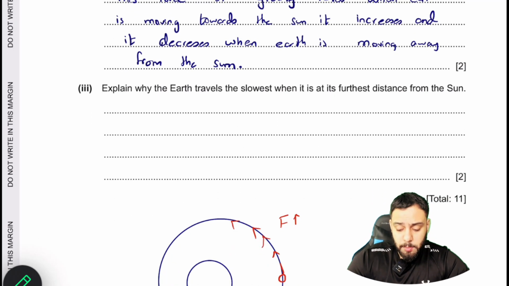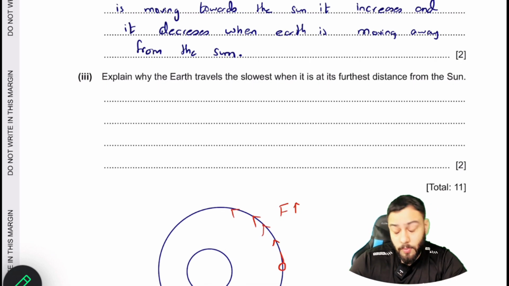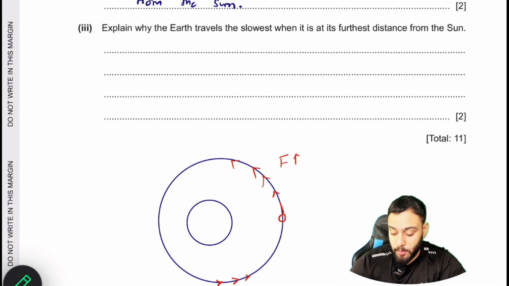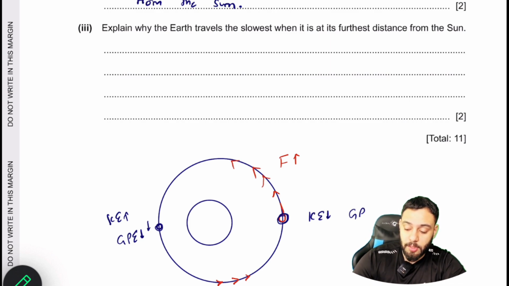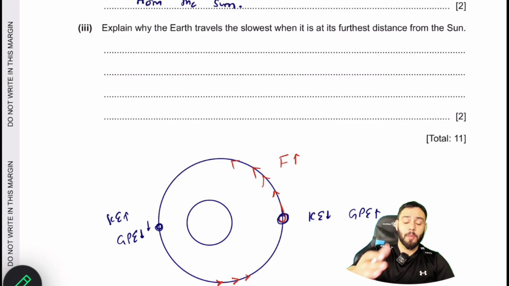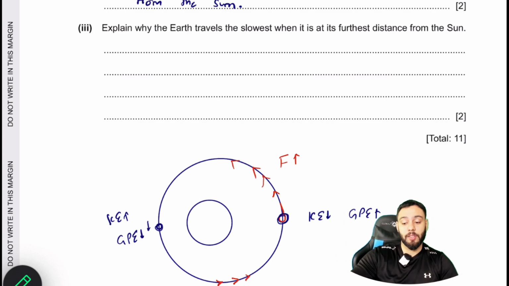Last but not the least, explain why the Earth travels the slowest when it is at its furthest distance from the Sun. We have always discussed the concept of a comet. If you remember, when the Earth is towards the Sun, the kinetic energy is maximum and the gravitational potential energy is minimum. When the Earth is moved away from the Sun, at the furthest distance, the kinetic energy is minimum and the gravitational potential energy is maximum. So whenever a question like this comes up, you always have to remember this.